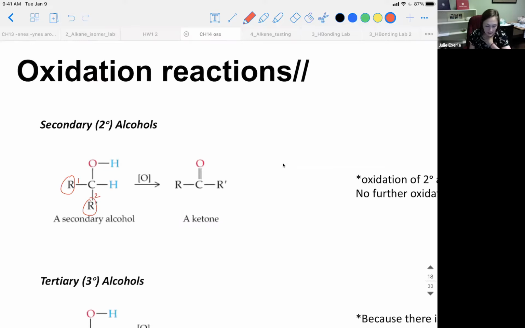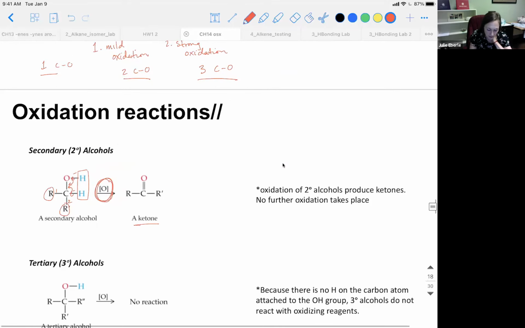Same thing is going to happen. We're going to take these hydrogens off when we oxidize it, there's our oxidizing agent. We take the hydrogens off, and one electron from here and one electron from here form this bond, so we get a carbon-oxygen double bond. And what functional group did we just make? A ketone. So basically, the statement here is that oxidation of a secondary alcohol produces a ketone. No further oxidation can take place.